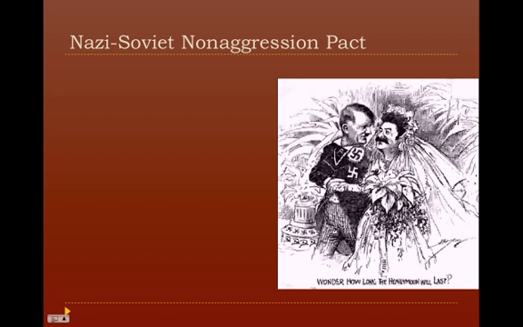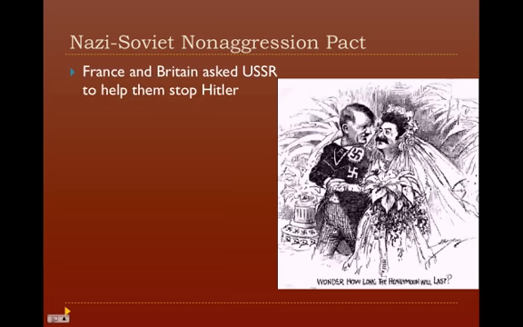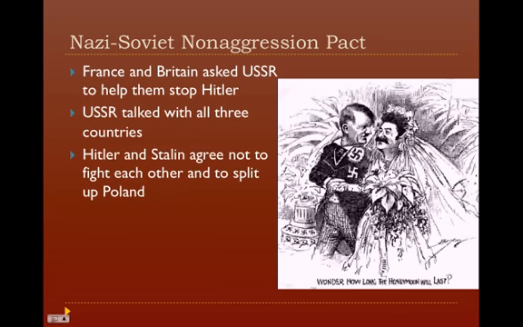Next, Hitler says, you know what? I want Poland. But who's on the other side of Poland? Russia. So I've got to make a deal. And the deal he makes: France and Britain had asked Russia to help them stop Hitler. So Russia, the Soviet Union, talks to him. He talks to all three countries. And after talking to them, he makes a deal with Hitler.